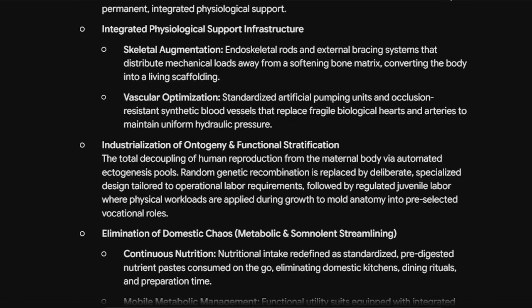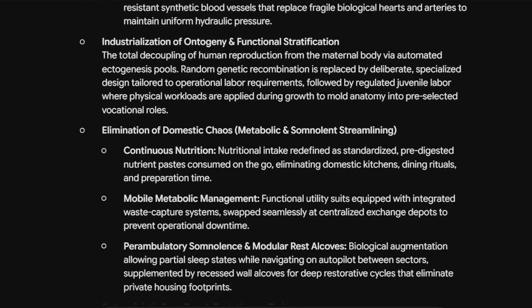Skeletal augmentation. Endoskeletal rods and external bracing systems that distribute mechanical loads away from a softening bone matrix, converting the body into a living scaffolding. Vascular optimization. Standardized artificial pumping units and occlusion-resistant synthetic blood vessels that replace fragile biological hearts and arteries to maintain uniform hydraulic pressure.